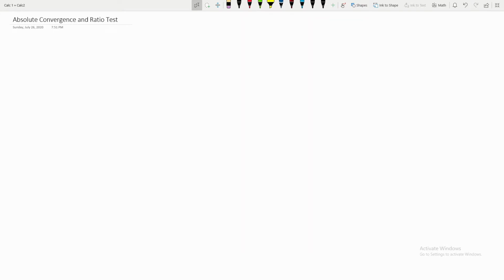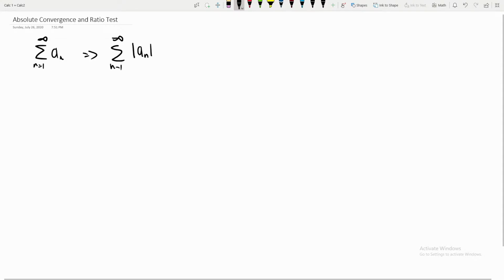In today's lesson, we're going to be going over absolute convergence and the ratio test. So let's say we were given a series like this, where it spanned from n equals 1 to infinity, and let's say the term was just a of n. Now, what we can do is we can also consider this other series right here that we'll get by basically taking the absolute value of a of n.